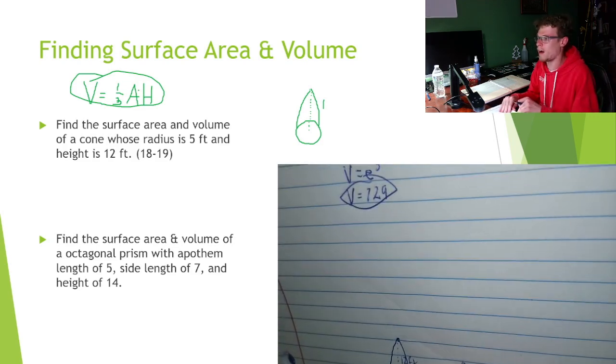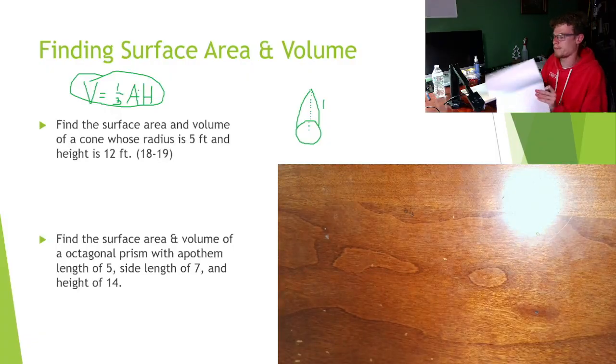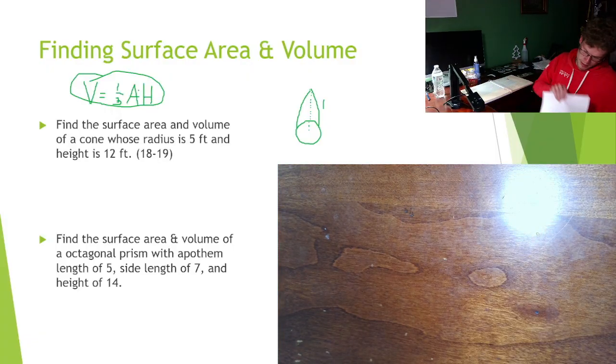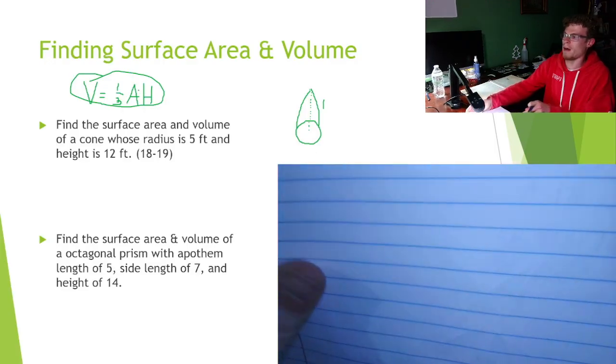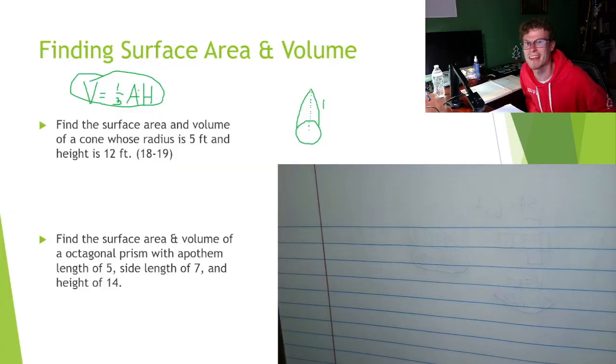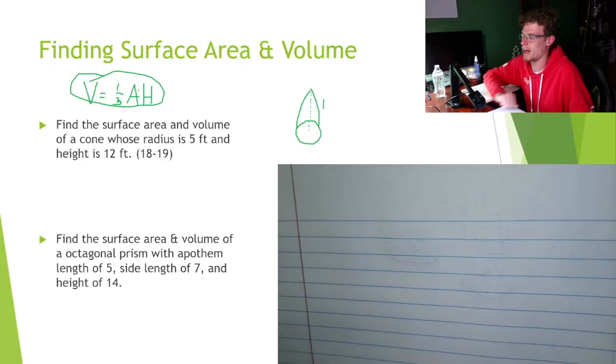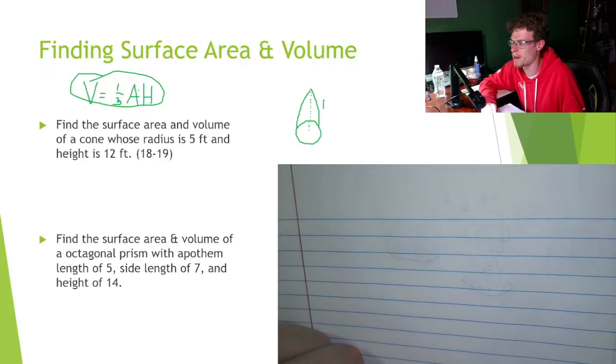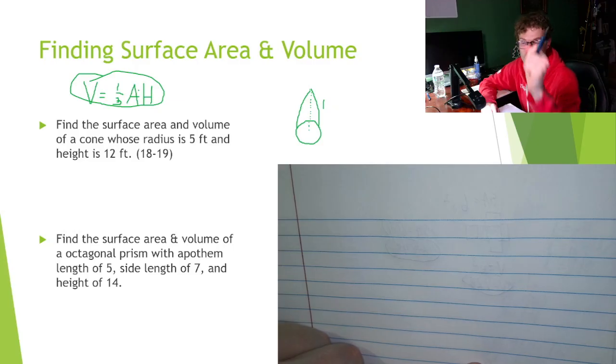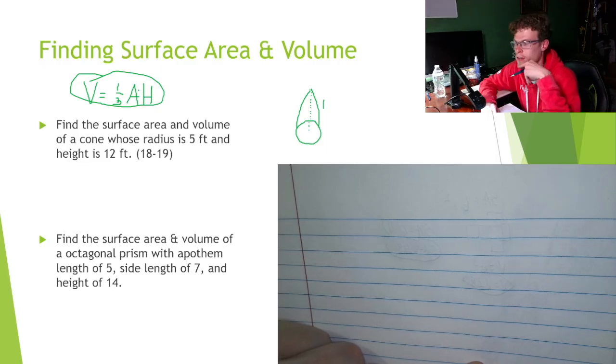All right. Now let's say we have something totally out of the water. This is not something that is in your chapter review in any way, shape, or form. However, you should do this at the end of your chapter review. Wherever there's any blank space, do this problem with me. Find the surface area and volume of an octagonal prism with apothem length of 5, side length of 7, and height of 14. What I'd say you should do, pause this video real quick, try and see if you can use the area formula, and then apply that to surface area and volume. Go ahead and try and solve this problem for me real quick.